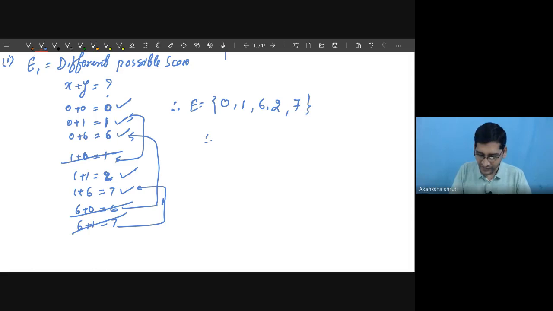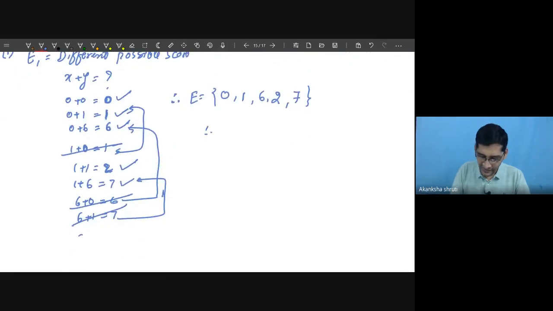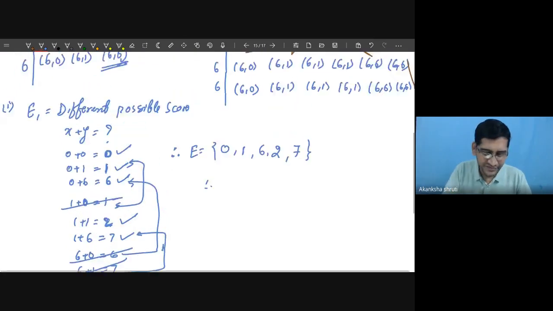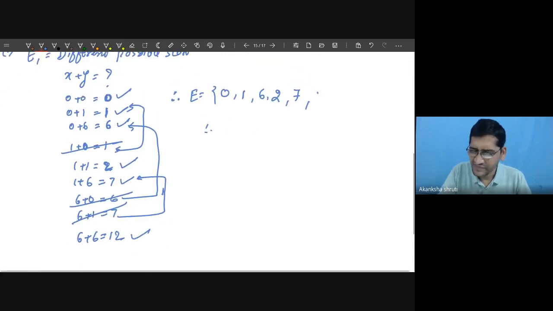Very good. So, student, is there anything else? Yes, one of the trials we have not written, the 6 and 6. Surely it should be 12 also. So, add it. The 12. Getting? Now it is correct.